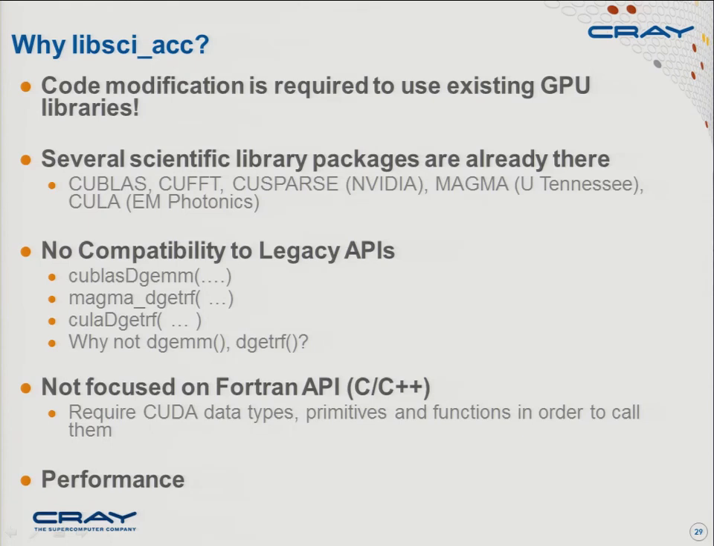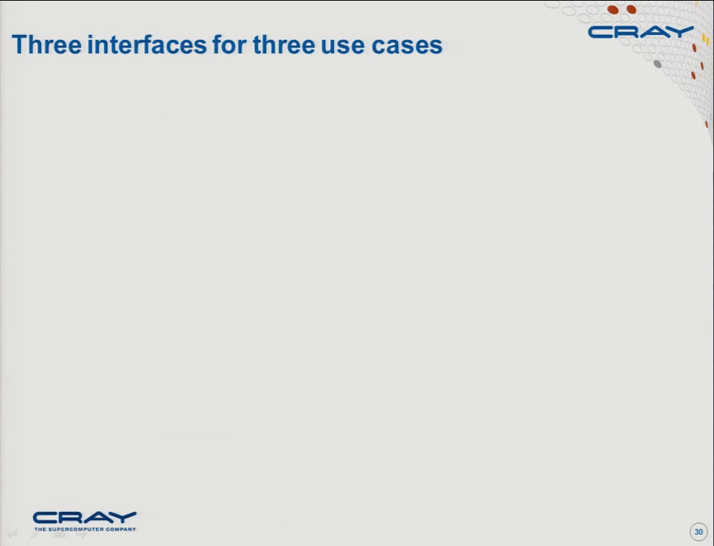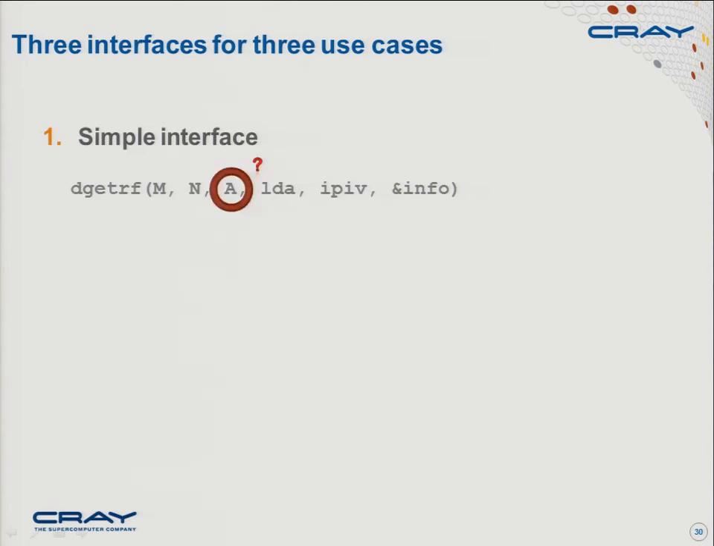Don't try this. But anyway, the idea is, of course, to get performance. So how does it work? Essentially, there are three interfaces. So I have my code. This is the standard code, writing standard library calls.